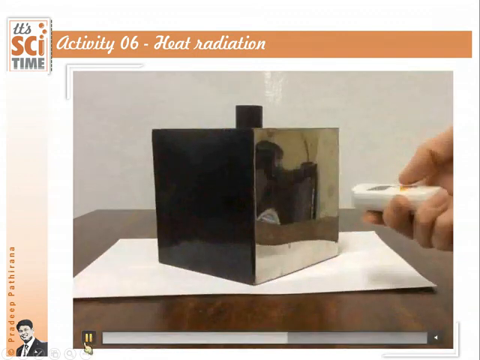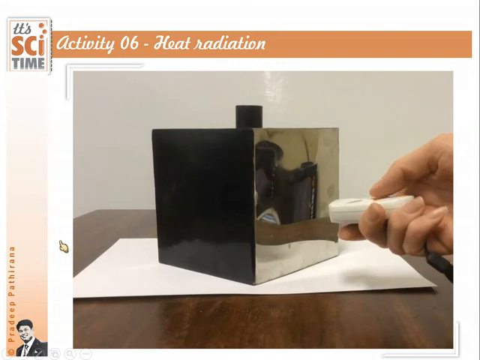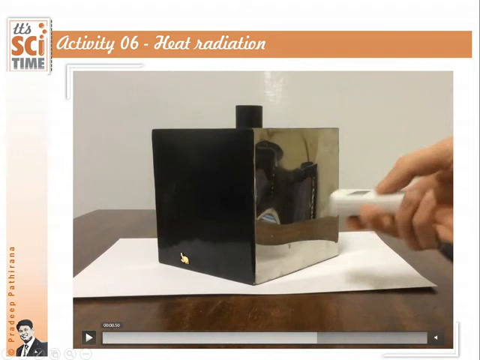Now guess what will happen to the reading. Will that be increased or decreased compared to the previous one, 49, when it was the white surface? This is the silver surface. See the value. The value is 27.3 this time. A lesser value. That means the heat radiated in less amount from the shiny surface.